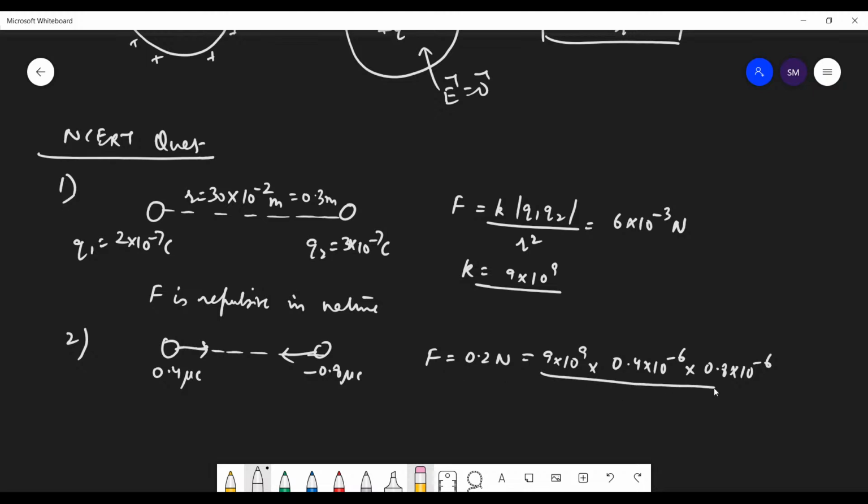So divided by R square. So you can find the value of R comfortably, and R comes out to be 0.12 meters. Now, what is the force on the second sphere due to the first sphere?